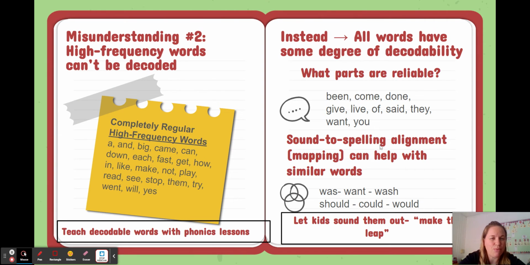And then again, that sound to spelling alignment, or the mapping, can really help with similar words. So if you're working on how the sound of was maps out, that's going to help when they learn want and wash. The same, if you're working on should, it's going to help when they work on could and would. And another thing they discuss in this chapter is about not wanting to let kids sound out sight words. They have to know it in an instant, but let them sound it out and figure out what parts match with what they know. Think about what's happening in the sentence around it, and as they're learning them, that's going to be helpful for them.